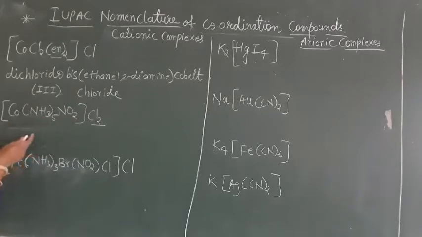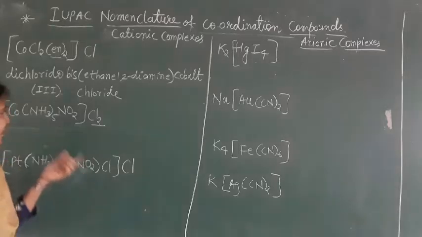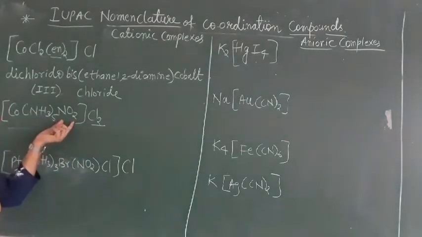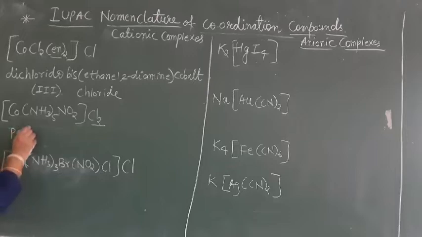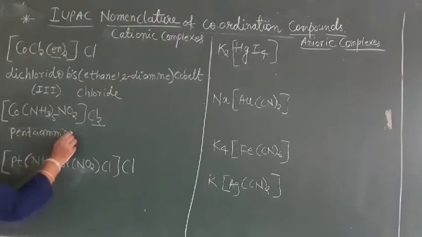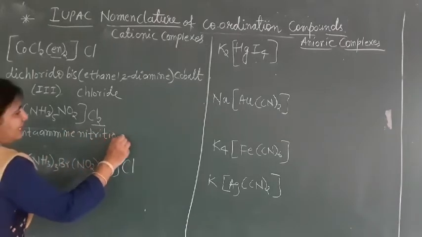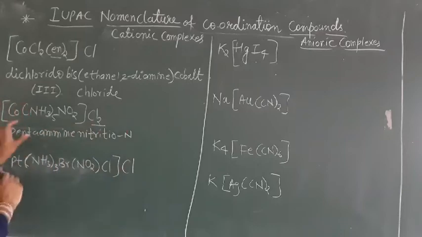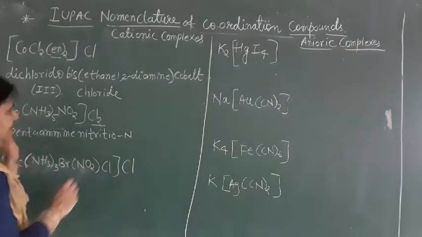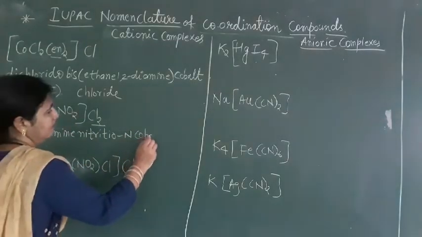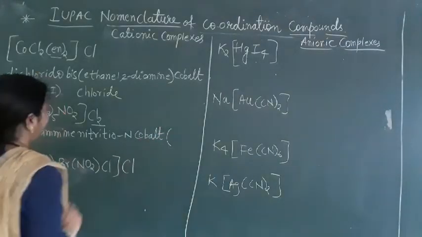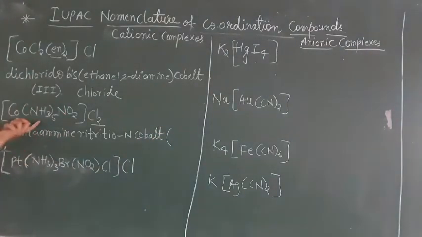Pentaamine will come first here. Amine, the A letter, comes first, and then nitrito-N. So the name will be pentaamine nitrito-N. Okay, this ligand's name is over. Then what do we write here? Cobalt, the metal, and in brackets the oxidation number. What will the oxidation number be?